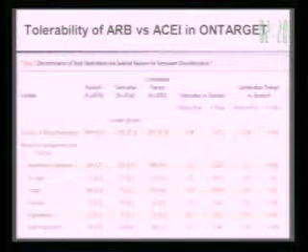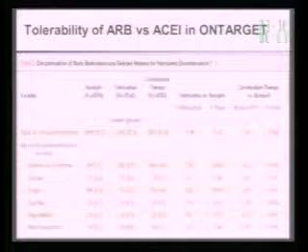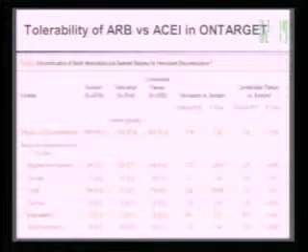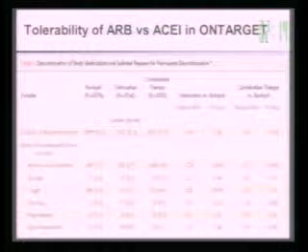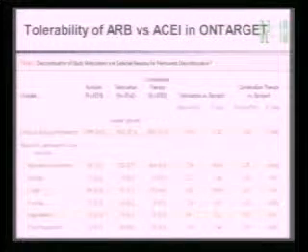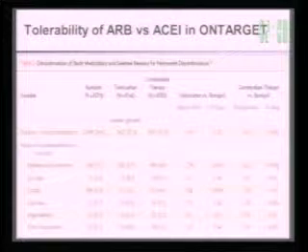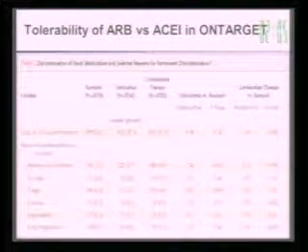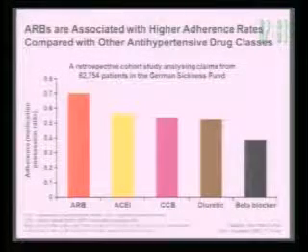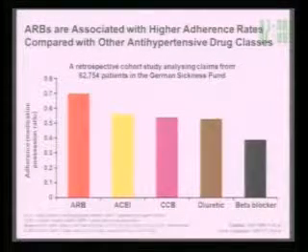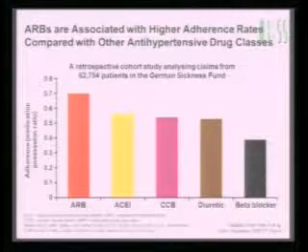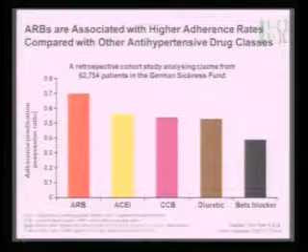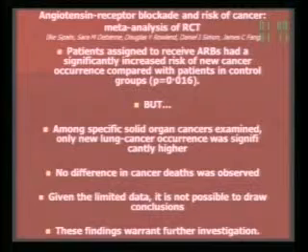Tolerability. Here ARB really scores far above ACE inhibitors. Look at this. Discontinuation. Discontinuation is significantly less with ARB compared to Ramipril in the ONTARGET trial. So what is the point of having a good drug if it cannot be continued? So let's rather compromise on a drug which is maybe as good and is much more tolerated. That's just common sense. And if you see, ARBs are associated with higher adherence rate compared to any other antihypertensives. Just look at this slide from 2007. They have got the highest continuation rate because they are very innocuous in your body.